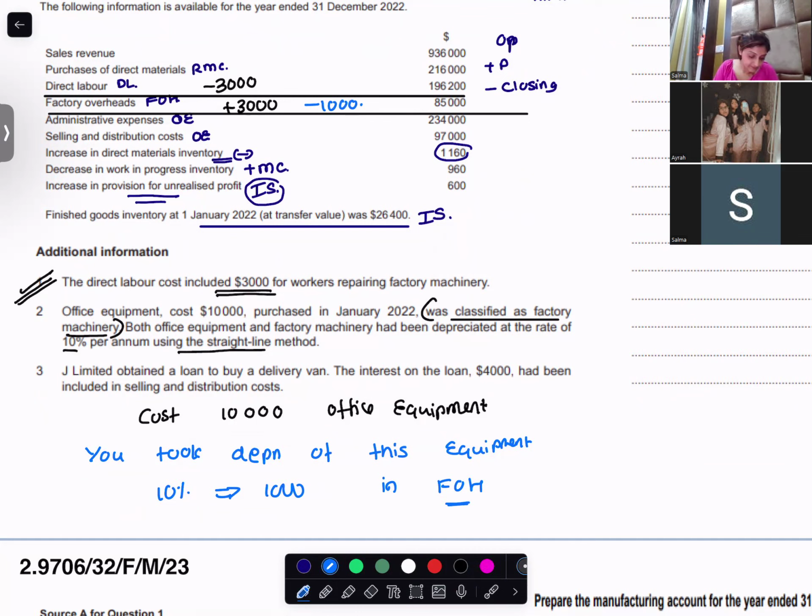J Limited obtained a loan to buy a delivery van. The interest on the loan, $4,000, had been included in selling and distribution costs. If we have to make the income statement, it is not a part of selling and distribution, so you will minus it. It will become finance cost because it's interest, 4,000. Are you with me?